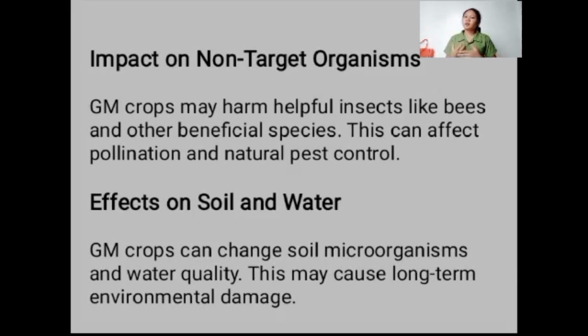And last is the effects on soil and water. GM crops can change soil microorganisms and water quality. This may cause long-term environmental damage. Healthy soil contains microorganisms that help plants grow by breaking down nutrients. Some GM crops or the chemicals used with them may affect these microorganisms. In addition, herbicides can wash into rivers and lakes through rainwater, which may harm fish and other aquatic life.